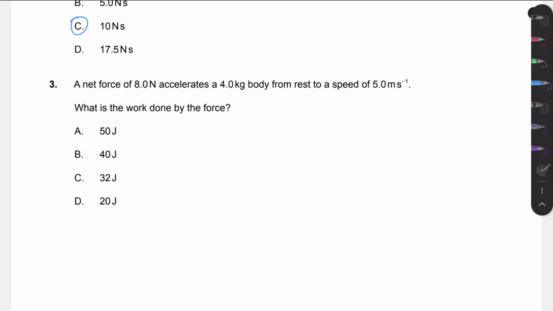And then now we have a net force of 8 newtons on a body of 4 kilograms. It accelerates it from a speed of 0 to a speed of 5 meters per second. What is the work done by the force? Well, what we can do is first of all calculate the acceleration that it's experiencing. We know that there's only one force acting, so the net force is 8. And from Newton's second law, we know this is m times a. We know the mass is 4 kilograms, so our acceleration will be 2 meters per second squared.